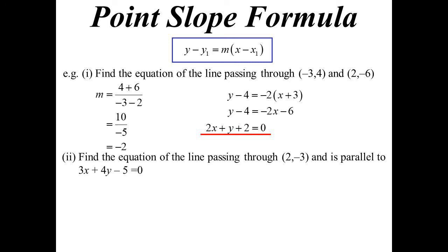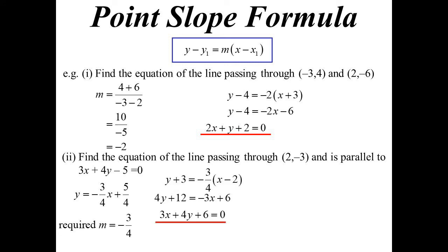So what is the slope of this line? Well, if I rewrite that as y equals mx plus b, I can see that the slope is -3/4. So the slope for my line will also be -3/4. Point slope formula, and we get 3x plus 4y plus 6 equals 0.